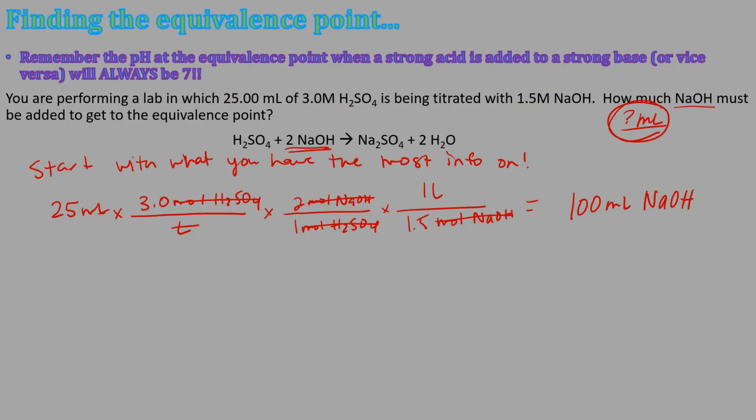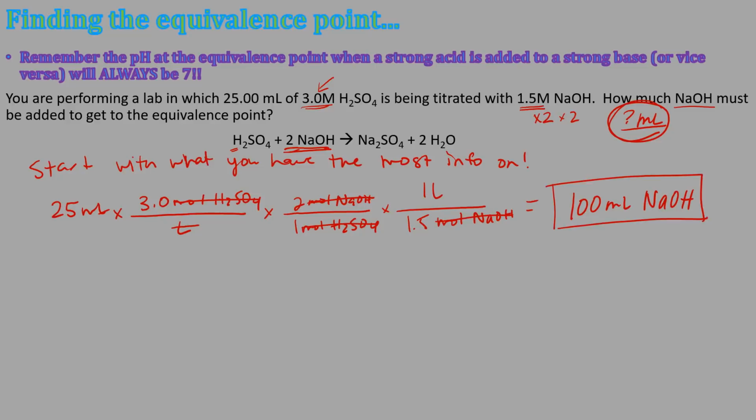Now I could have guessed that because this is twice as strong as this. Even if the mole-to-mole ratio was 1 to 1, I would need twice as much of this to neutralize that. But in addition, I need 2 extra NaOH for every 1 H2SO4, so it's going to be times twice. So 25 times 2 times 2 is 100.